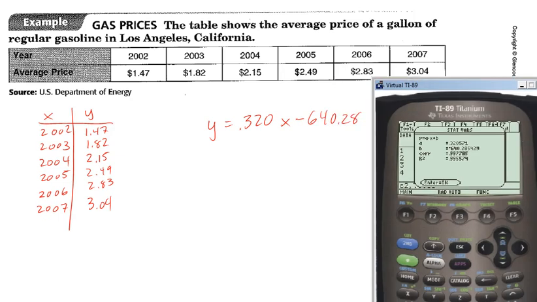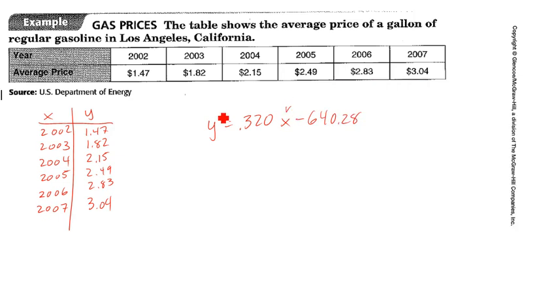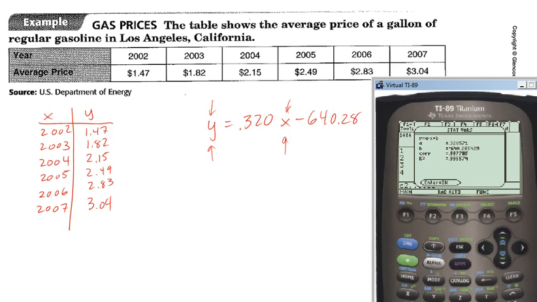Now you can put in any year and get any price, or you can put any price in and find out what the year would be for that given price. All right, so I hope that was helpful. If not, go ahead, try rewind and do it again.